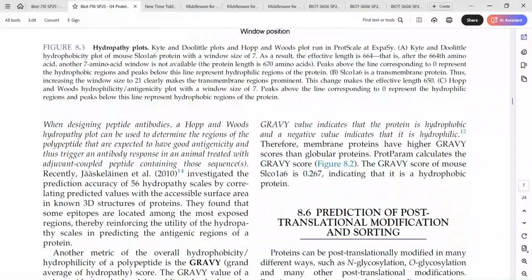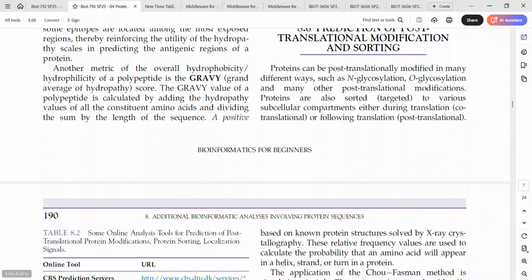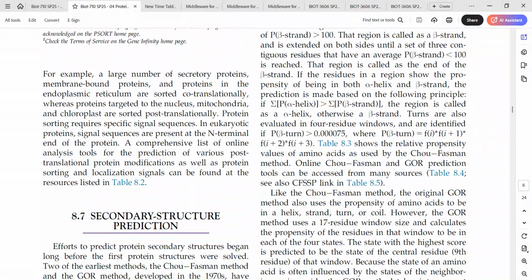Prediction of post-translational modification and protein sorting. Again, these are two properties of a protein which can be identified using bioinformatic tools, and this will also help us to get a better insight into the protein function. These are the names of the tools by which we can identify these two characteristics.